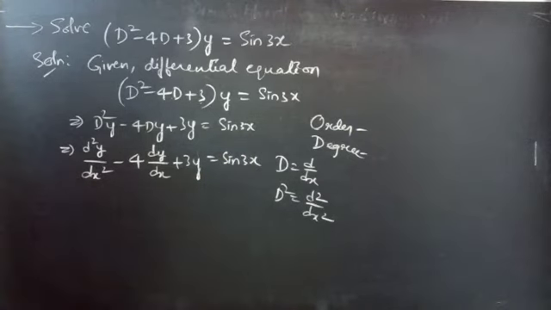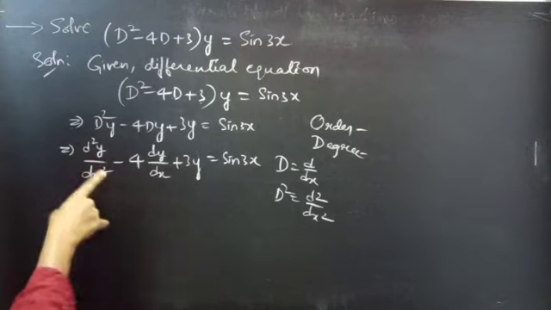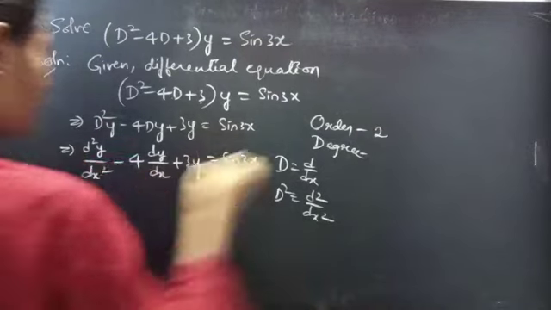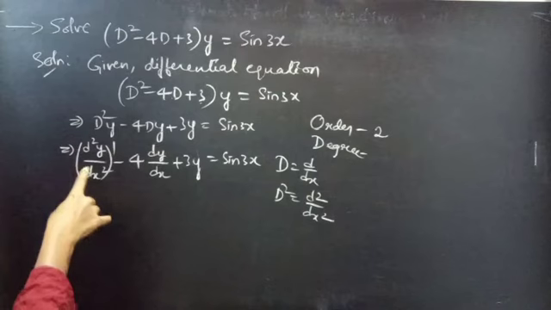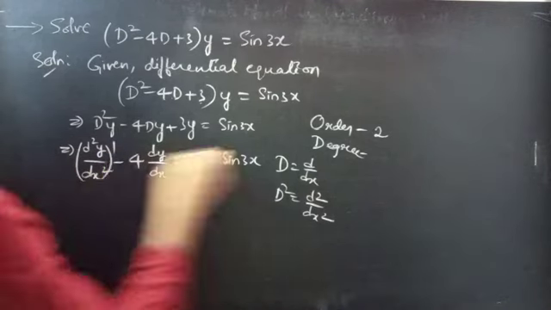Now identify the highest derivative here. d square y by dx square is the highest derivative, so our order will be 2. And the highest power of the highest derivative is our degree. So here our degree is 1.